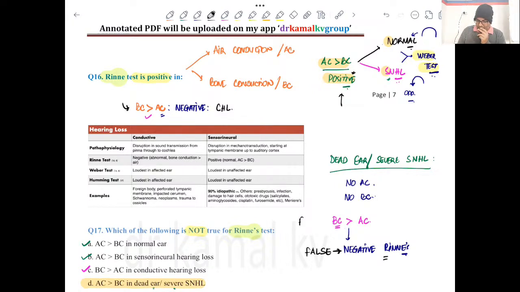test, right? So in dead ear or sensory neural hearing loss, which is of severe variety, we will see bone conduction more than air conduction, but that is false, because the bony conduction which is occurring, it is occurring because of the other side. And therefore, when we are evaluating this case, we have to block the opposite ear, right? So we have to block it, and for that we put a box, so there is no bony conduction from other side. Clear? So this is how to avoid this false negative Rinne's test. So this is for dead ear or severe sensory neural hearing loss.